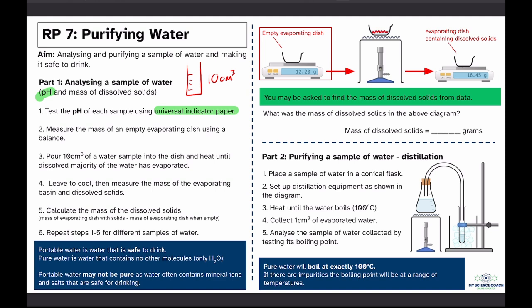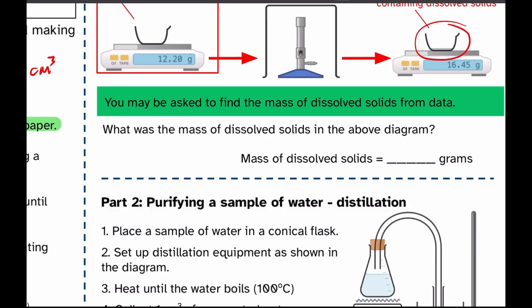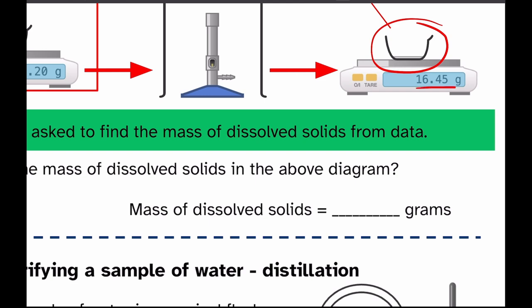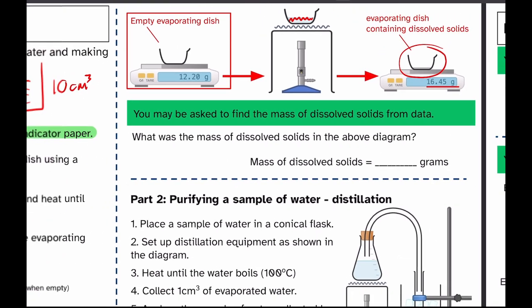Then once we've let it cool, we put it back on the balance again. This time it's got the dissolved solids in it. And this time we'll get a reading of the mass of the basin and the solids that are in it. So this time it's 16.45.